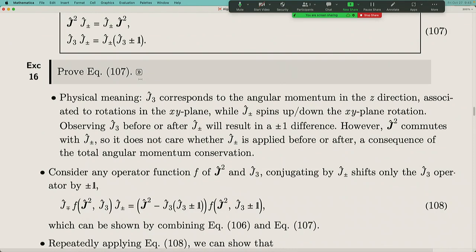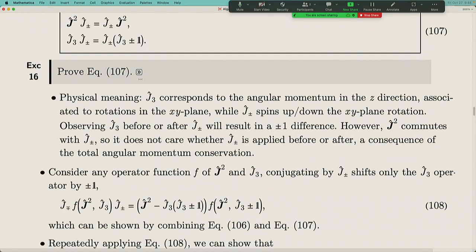Of course, whether you measure the angular momentum before or after spinning up the system, there will be a difference in the angular momentum in the z direction. So that's why it gives rise to this plus or minus 1. However, J square commutes with all the J, which is the total angular momentum. So during this process, the total angular momentum is conserved in some sense. It's commuting and not getting changed by the raising and lowering operator.